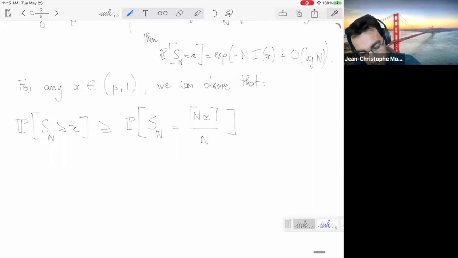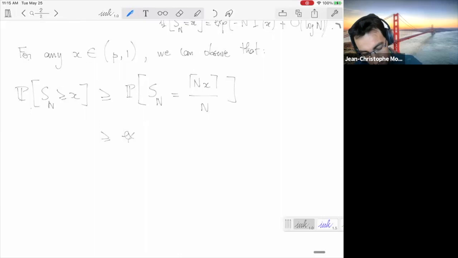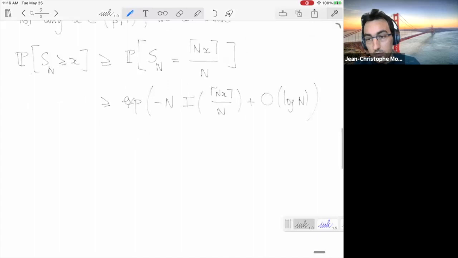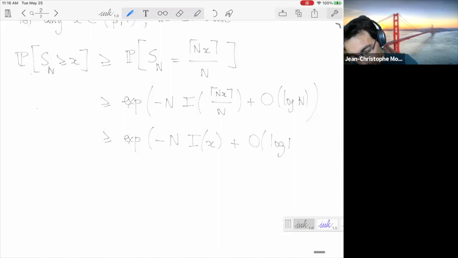And this we have just seen behaves like exponential of minus n I of this quantity, nx divided by n, plus O of log n. And this function I is continuous. We have seen the explicit expression. And in fact, it's differentiable. So I can insert the error here. If I replace this I of the largest integer, et cetera, by just I of x, the error is of order one after I multiply it by n. So I can just put it into the error term.